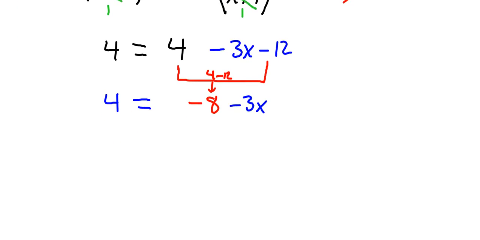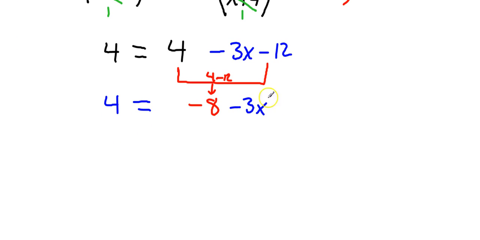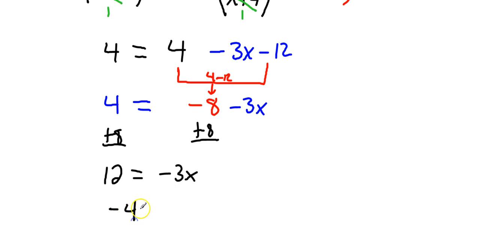And now we've got whole numbers. Don't have to worry about fractions. The x is already by itself, so let's move the 8 over to the other side. So we'll do plus 8. So we've got 12 equals negative 3x. But when you take 12 and divide by 3, we get to negative 4.